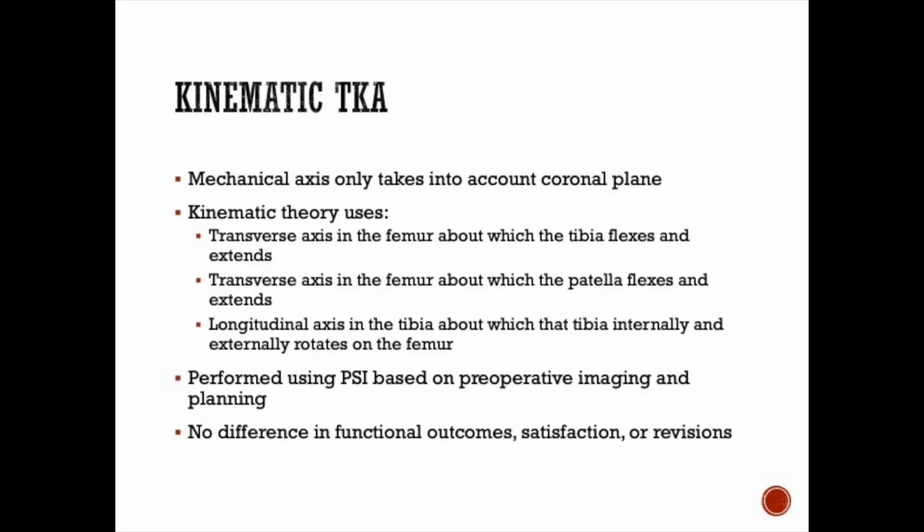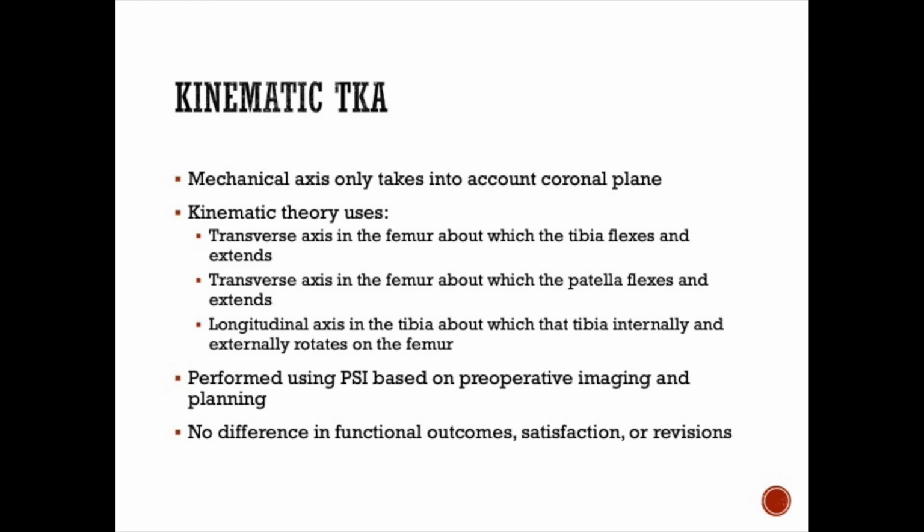The kinematic total knee replacement is a philosophy where the mechanical axis only takes into account the coronal plane with these other techniques. The kinematic theory uses the transverse axis of the femur, about which the tibia flexes and extends, the transverse axis in the femur, about which the patella flexes and extends, and the longitudinal axis in the tibia, about which the tibia internally and externally rotates on the femur.